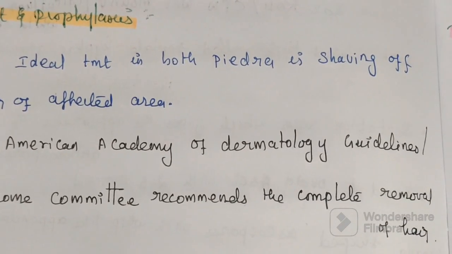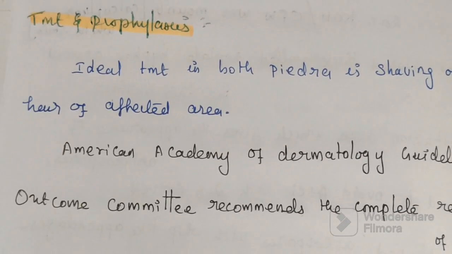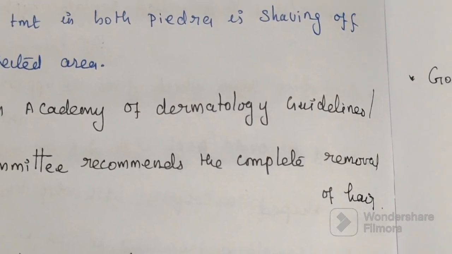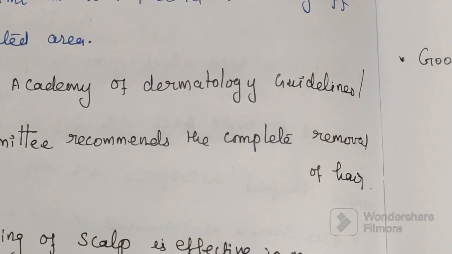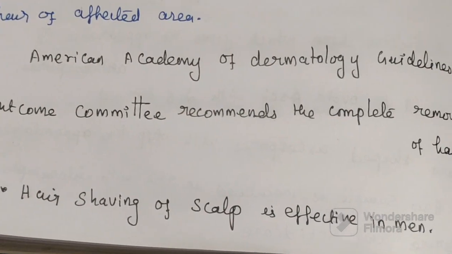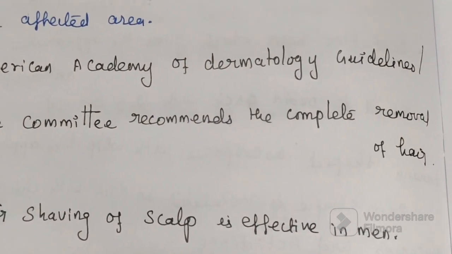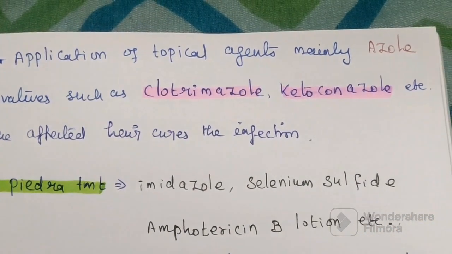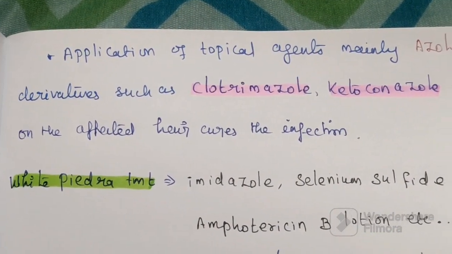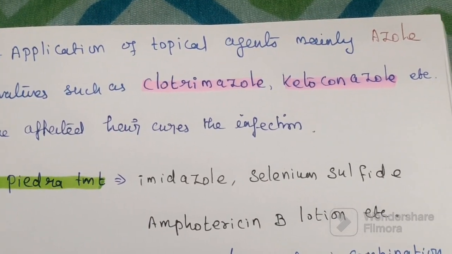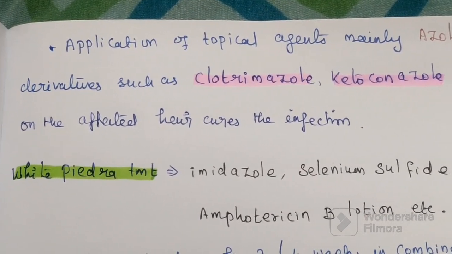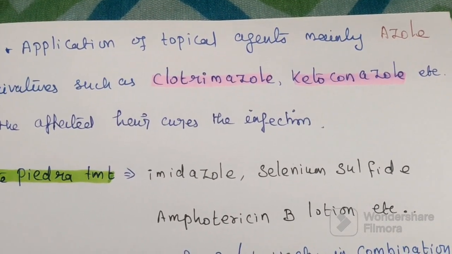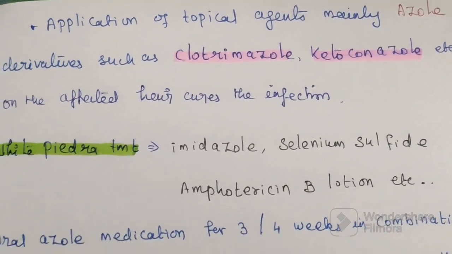The American Academy of Dermatology guidelines outcome committee recommended complete removal of the affected hair; complete removal of hair is the solution. Hair shaving of the scalp is effective in men. Application of topical agents, mainly azole derivatives such as clotrimazole and ketoconazole, on the affected hair cures the infection. So for treatment purposes we are using clotrimazole and ketoconazole.